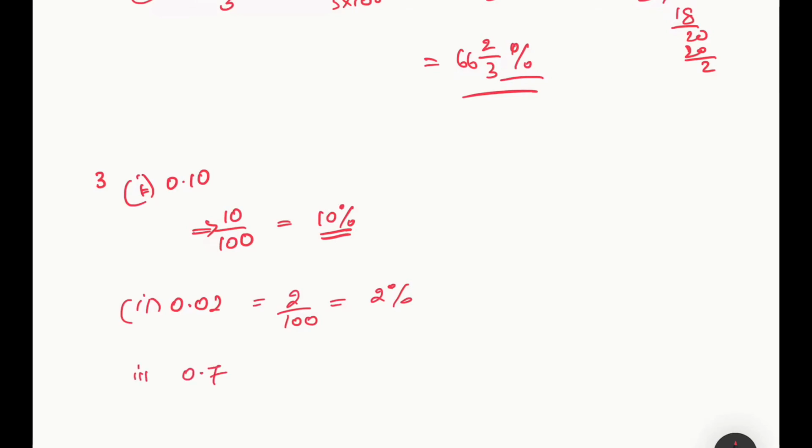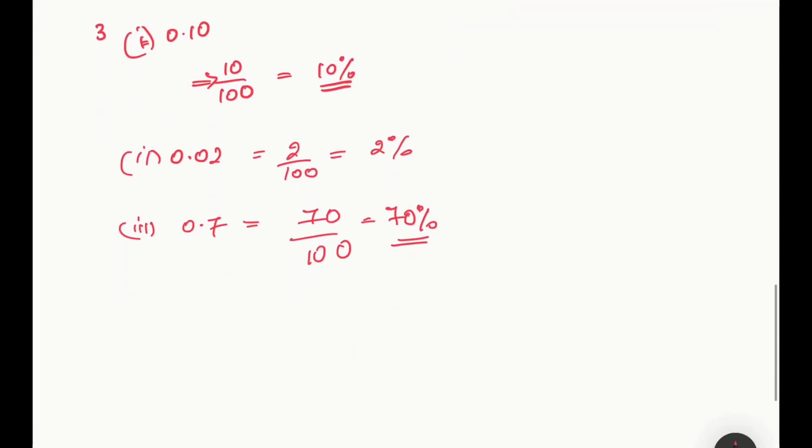The third sub question is 0.7. How do I write 0.7? So 0.7 will be equal to 70 by 100. Correct. 0.7 can be written as 70 by 100. So it is 70 percentage. Hope it's clear. 70 by 100 only will give you 0.7. 7 by 100 will give you 0.07.